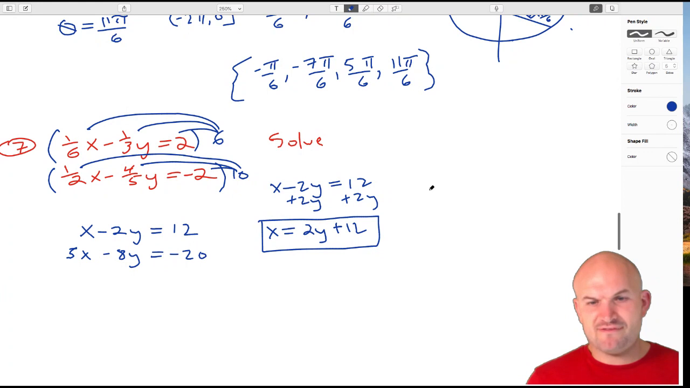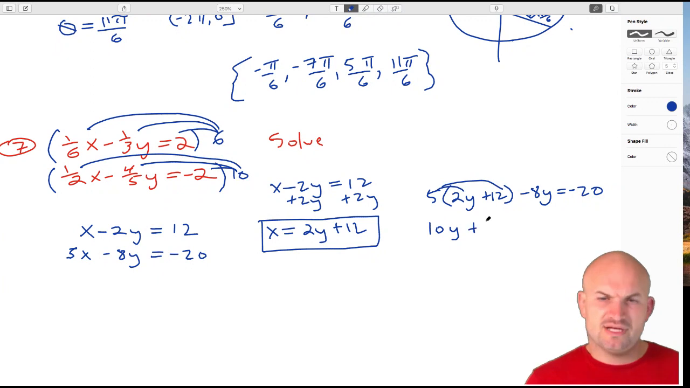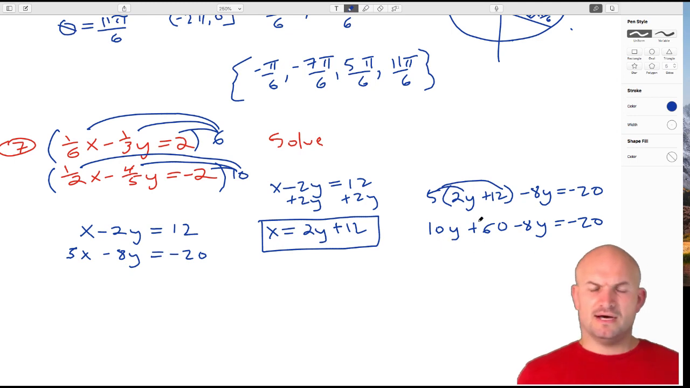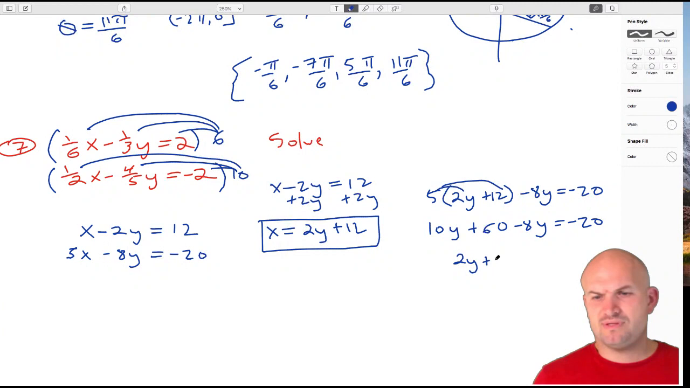So in my other equation, I have 5, and instead of writing times x, I'm going to write what x is equal to, 2y plus 12, minus 8y equals negative 20. Okay, then I'm going to go ahead and apply the distributive property here. So that's a 10y plus 60 minus 8y equals negative 20. 10y minus 8y, so that's going to be 2y plus 60 equals negative 20.